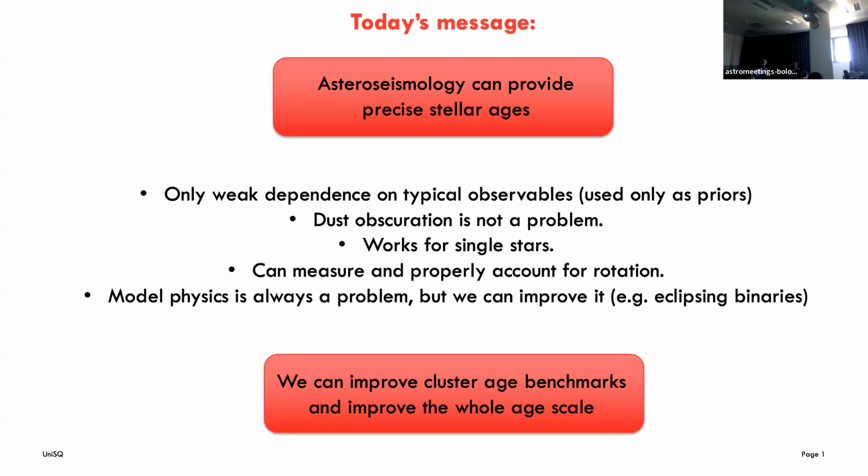So if we include eclipsing binaries, for instance, we can help parameterize things like core overshoot, which is a large uncertainty in some models. So the bottom line is that we can improve cluster age benchmarks and therefore improve the whole age scale that we're using. So that's the goal of my future fellowship.